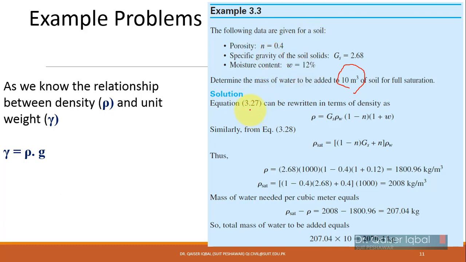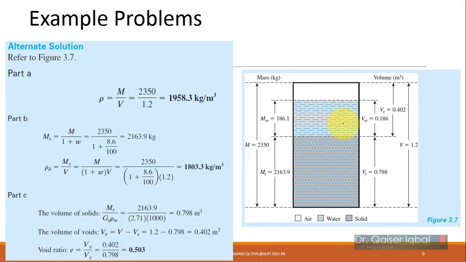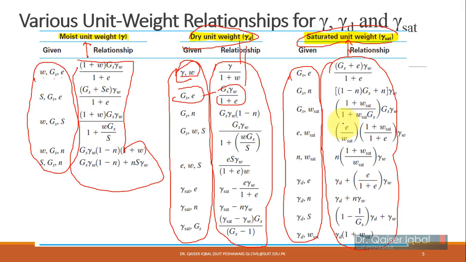Using equation 3.27 from your handouts, we already determined that density rho is equal to GS rho W into 1 minus N into 1 plus W. The equation was determined for the unit weight, but in your handouts I have also given you the equation in terms of density as well. Because I am taking the bulk, W, GS and N are known, so I can use this relationship to determine the bulk unit weight.